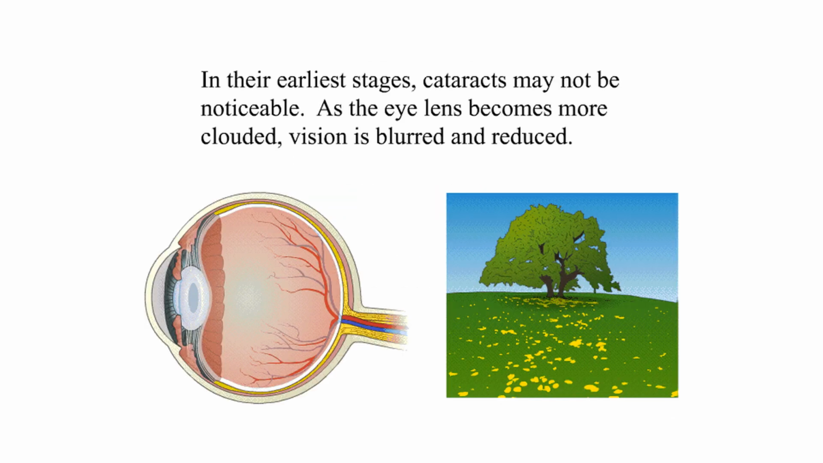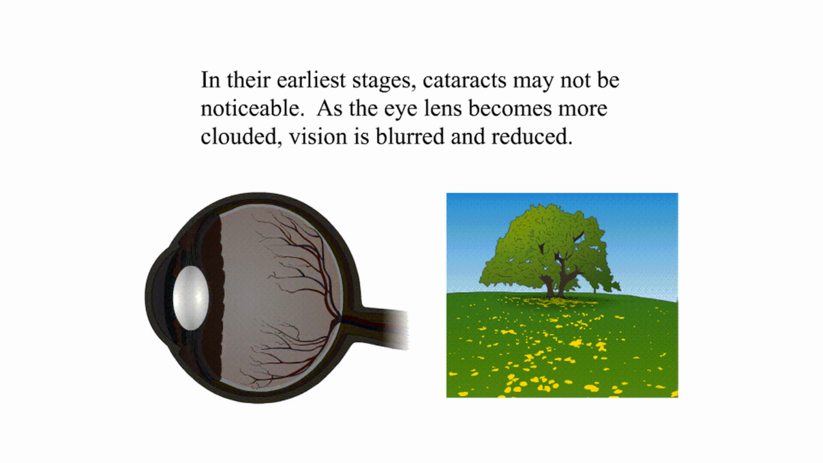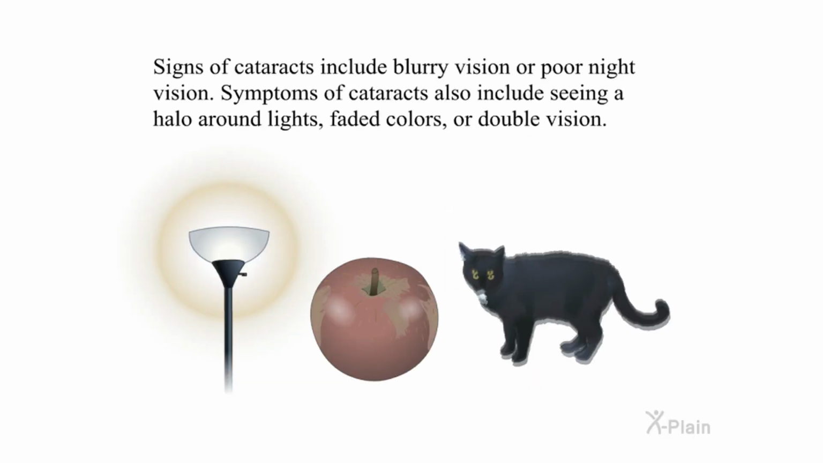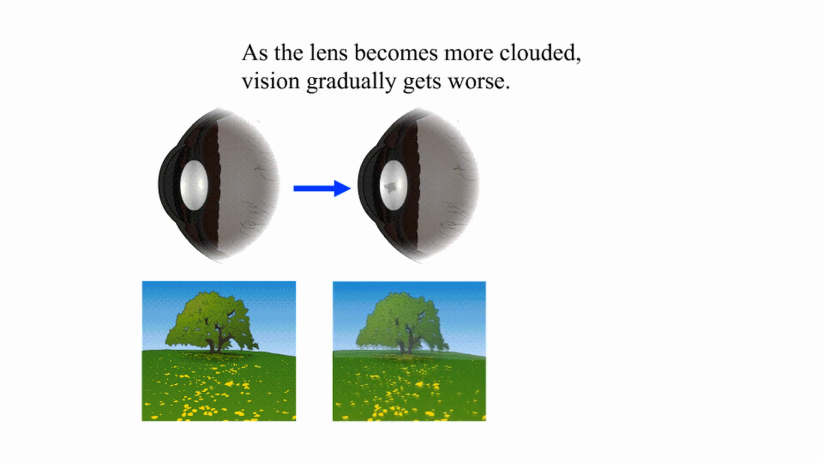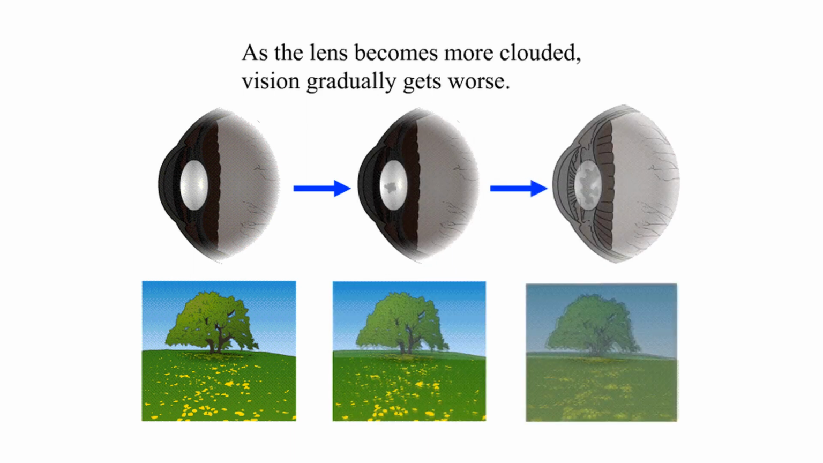Symptoms. In their earliest stages, cataracts may not be noticeable. As the eye lens becomes more clouded, vision is blurred and reduced. Signs of cataracts include blurry vision or poor night vision. Symptoms of cataracts also include seeing halos around lights, faded colors, or double vision. As the lens becomes more clouded, vision gradually gets worse.